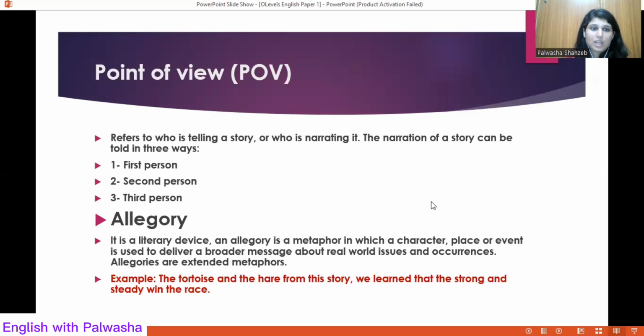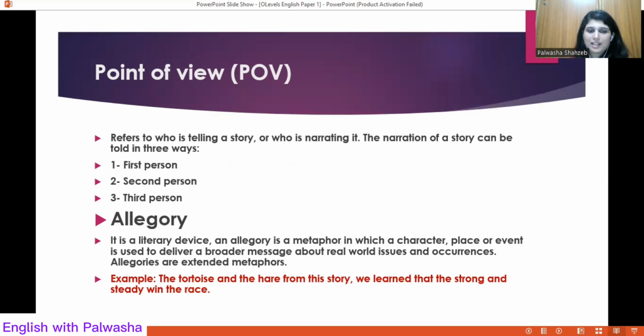And the point of view refers to who is telling a story or who is narrating it. The narration of a story can be told in three ways: first person, second person, third person. This you are requested to understand carefully, that in which person, in which three ways the story has been narrated, all right.